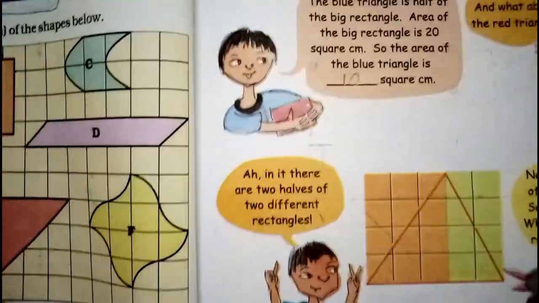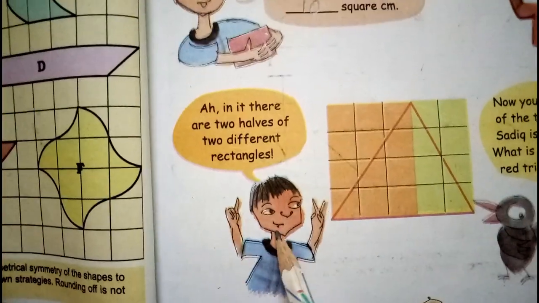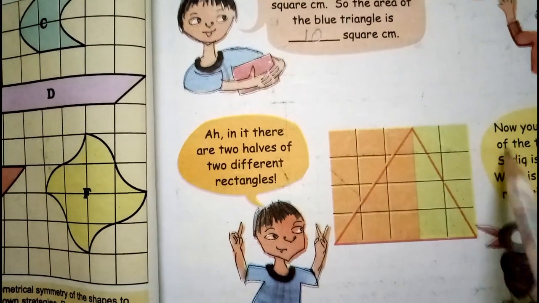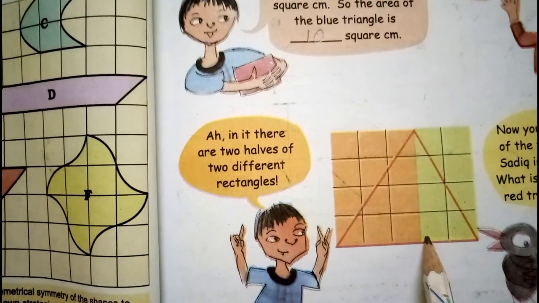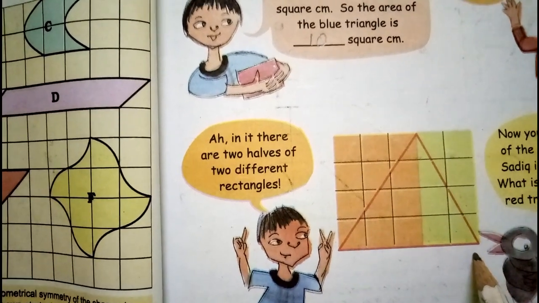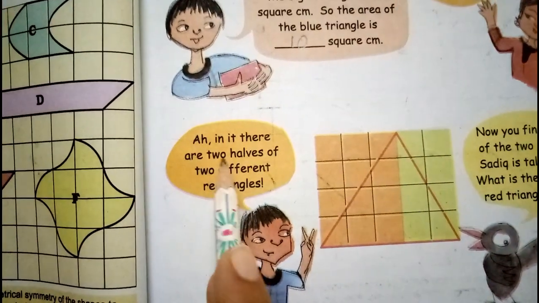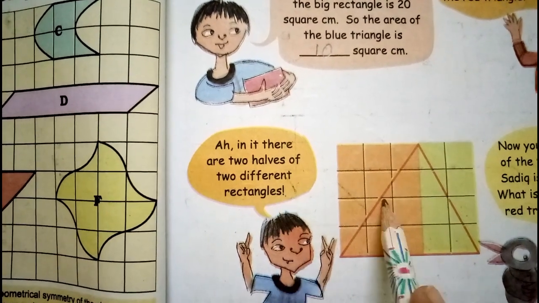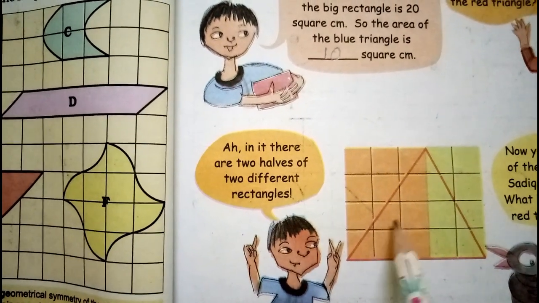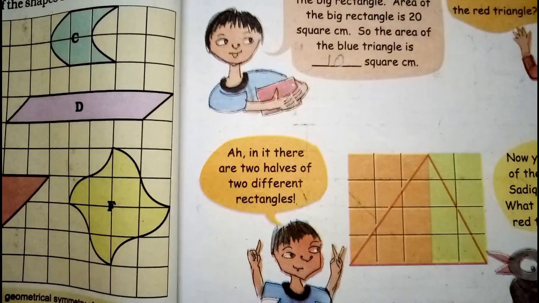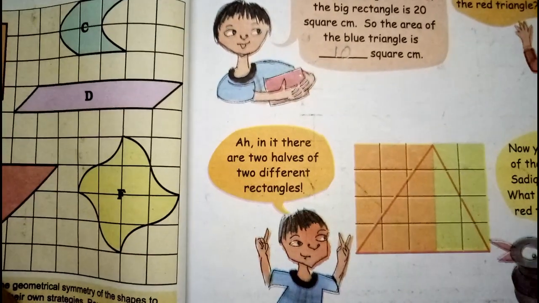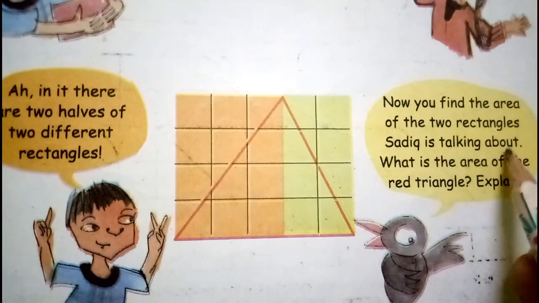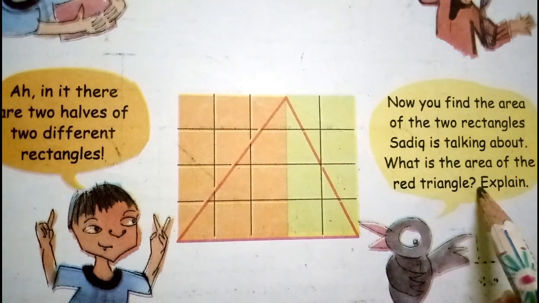Okay. Now, see here, another figure is given. In that figure one big rectangle is given and in that rectangle one triangle is also drawn. Okay, what is she telling? Oh, in it there are two halves of two different rectangles. You can notice here one red rectangle and one green rectangle. Two rectangles are here, two halves. Okay, now you find the area of the two rectangles Saqib is talking about.